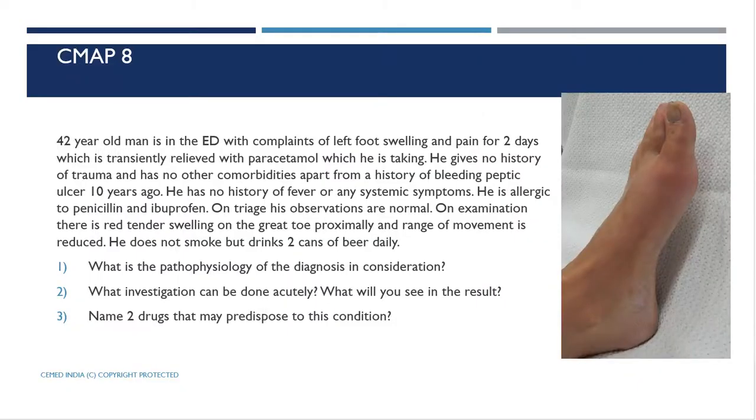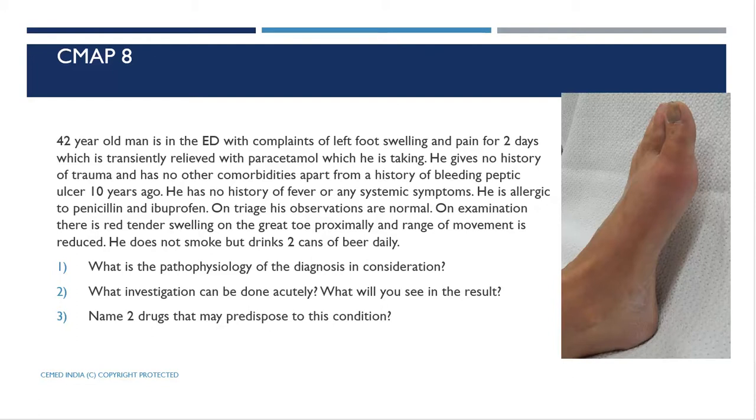The next one, you can pause the video again over here. Okay, so what is the pathophysiology of the diagnosis in consideration? You very well know that this is gout. So deposition of uric acid crystals in the joints is the pathophysiology. You can also mention hyperuricemia due to either increased production of uric acid or reduced excretion.